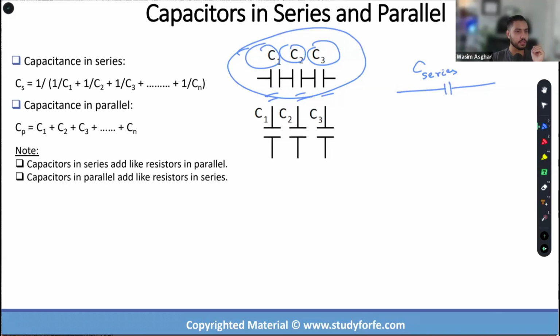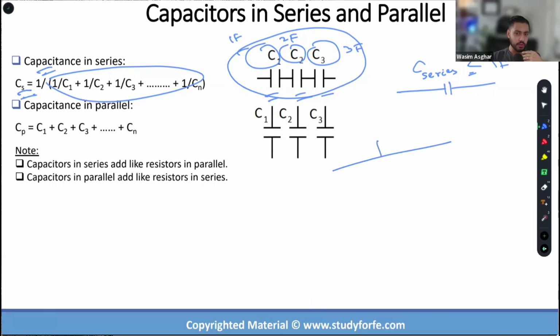They add just like the reciprocal parallel formula for the resistors, okay? The effective capacitance of multiple capacitors in series, using this formula, is going to be less than the smallest capacitor. And try it out. Let's say this is 1 farad, this is 2 farad, and this is 3 farad. I can guarantee you that C series is going to be less than 1 farad, right? Because that's how the reciprocal formula works.